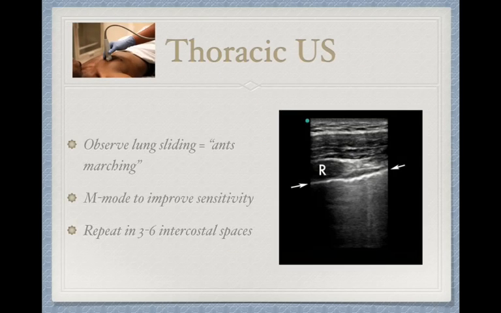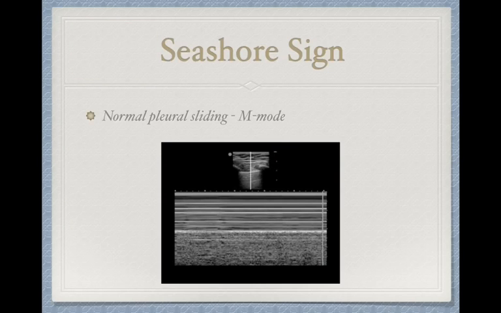And what you want to see are two rib shadows, and you want to observe the lung sliding back and forth. Some people describe it as ants marching. Those are your reverberation artifact comet tails that are reflecting off of the pleural line. You can also use the M mode to improve your sensitivity, repeat in a few intercostal spaces as well. That's all going to improve your sensitivity.